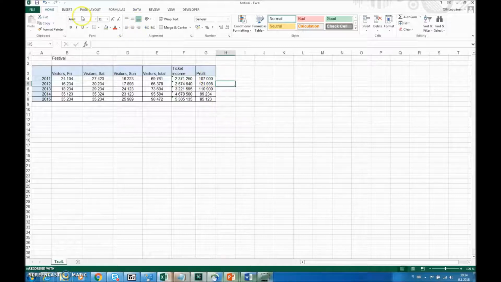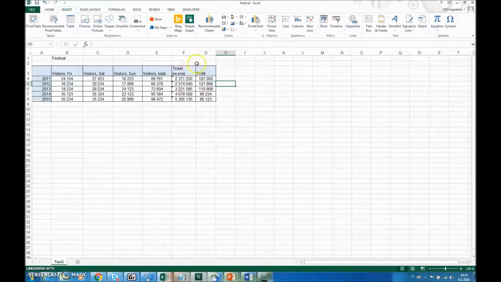Now let's start to draw different kinds of charts out of this data. How to create the charts? You can find the charts from the Insert tab. And let's start with the pie charts. Pie charts are very handy when we want to visualize the different percentages and different portions of some data. So for example, let's draw the pie chart of the daily visitors during the year 2011.